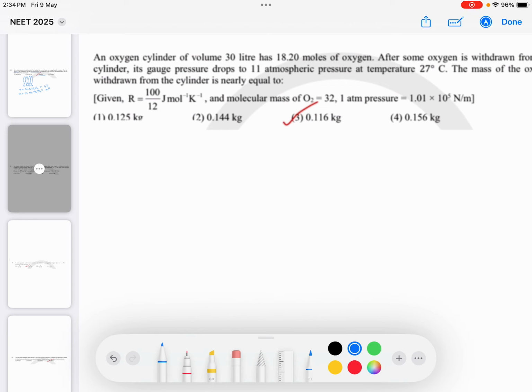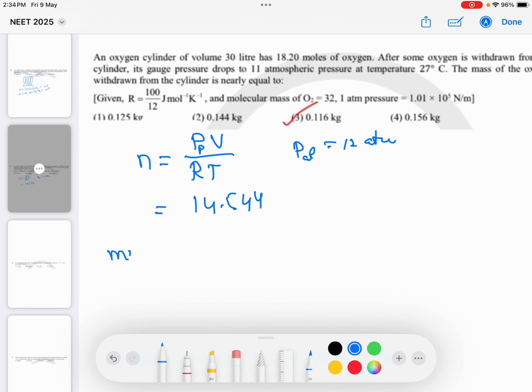So I am taking number of moles. n value is equal to PV by RT. P is nothing but atmospheric pressure I am taking. Here pressure is equal to 12 atmospheric pressure. On solving, the number of moles is equal to 14.44. So for 14.44, I am calculating moles removed. How many moles are removed? 18.2 original moles and 14.44 existing. Then removed moles is equal to 3.656.